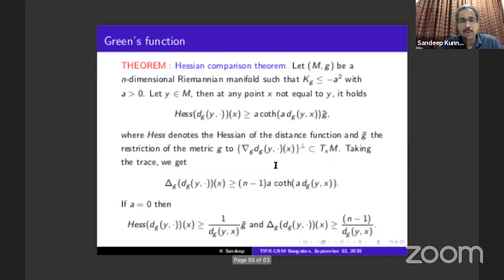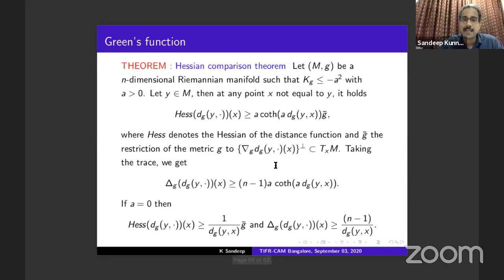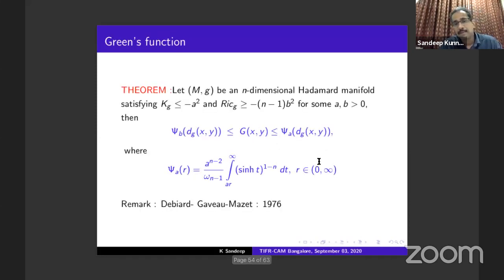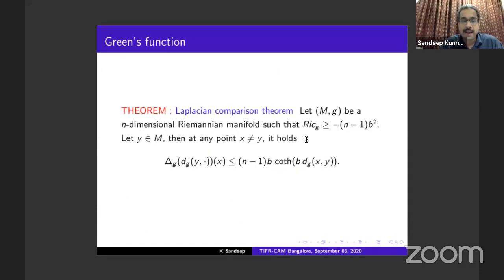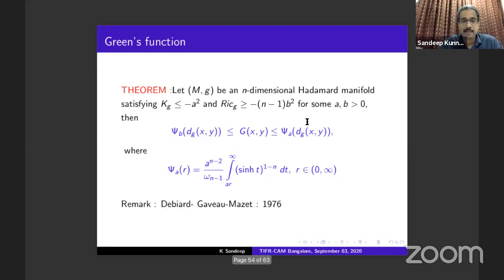The crucial tools which we use are the Hessian comparison theorem. I'm not going into the details of what it is. That basically tells you that this kind of a function is going to be superharmonic away from the singularity. And then we use what's known as the Laplace comparison theorem in Riemannian geometry, under the condition of Ricci bounded from below, to show that this quantity is going to be subharmonic. Then you have to use some standard arguments in either PDE or potential theory to get this kind of an estimate. That's how you prove it.